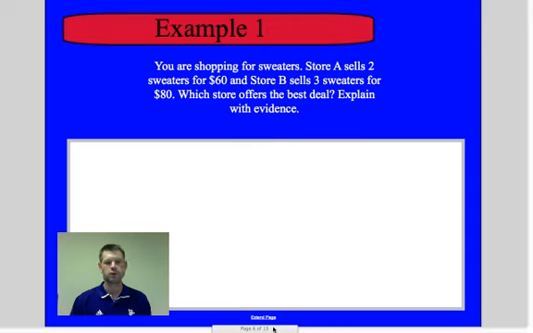Okay, so example 1 here, you are shopping for sweaters. Store A sells 2 sweaters for $60 and B sells 3 sweaters for $80. Which store offers the best deal? Explain with your evidence. So essentially what we're looking for here is to show through your work what the proof would be. So let's look at store A. Store A is going to give you 2 sweaters for $60. So if we want to figure out how much that's going to be, we're going to take our cost and divide it by 2 because we're buying 2 of those items. Well, 60 divided by 2 is 30. So essentially we're going to pay $30 per sweater.